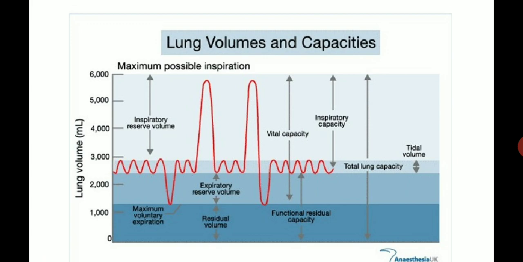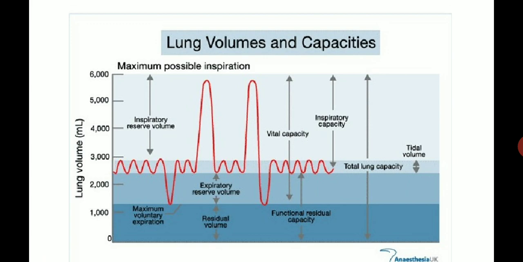Vital capacity. The volume of air that can be taken in and expelled out by maximum inspiration and expiration, that is equal to 4500 ml. This actually comprises the inspiratory reserve volume plus the expiratory reserve volume.